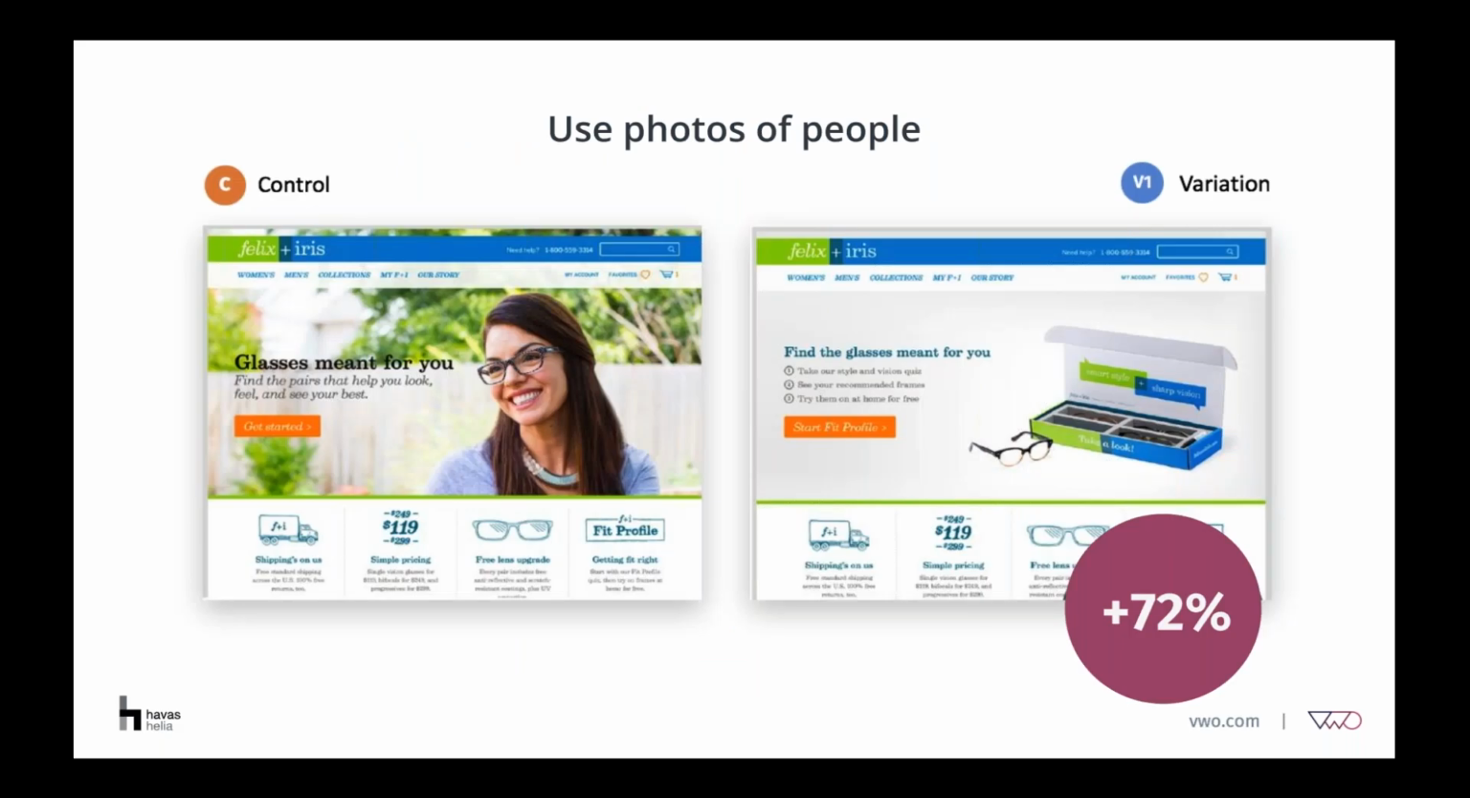So let's quickly jump on to the next case study. This is a very interesting case study. Even though photos of women along with babies and attractive people sell products more according to some research, removing the photo of a person and changing the CTA led to a 72% higher conversion rate for Felix. Now that is again very surprising, but let's talk more about this.